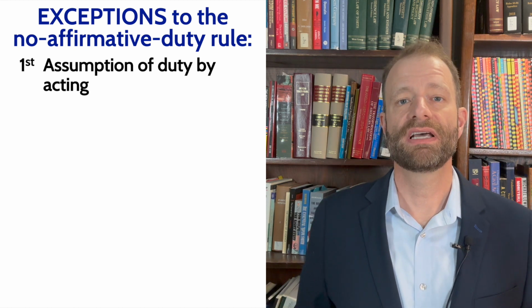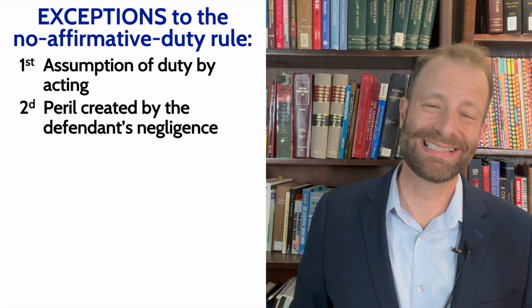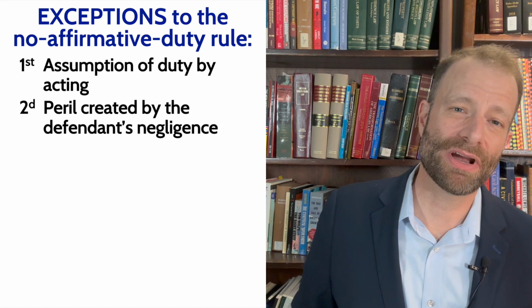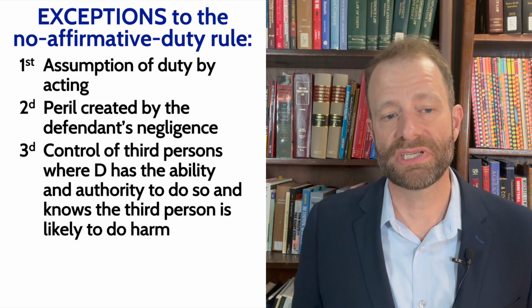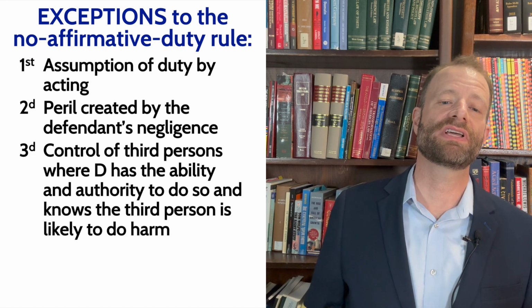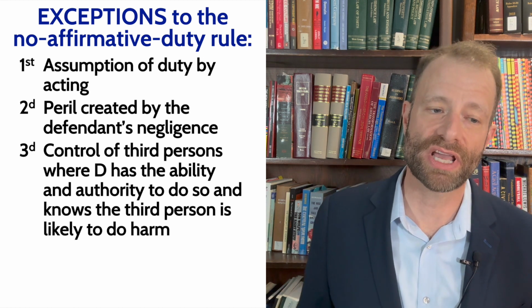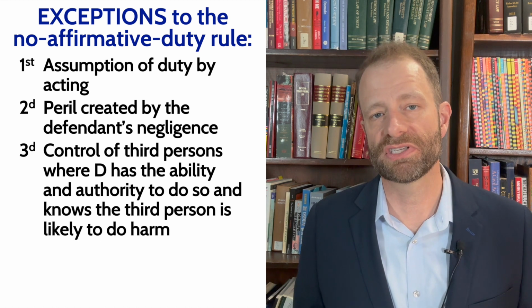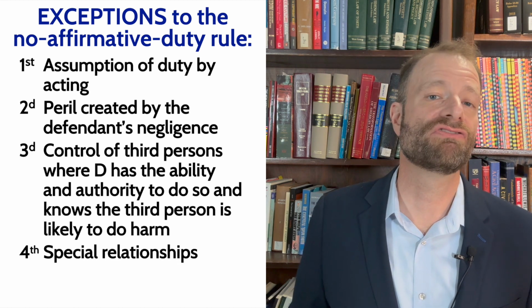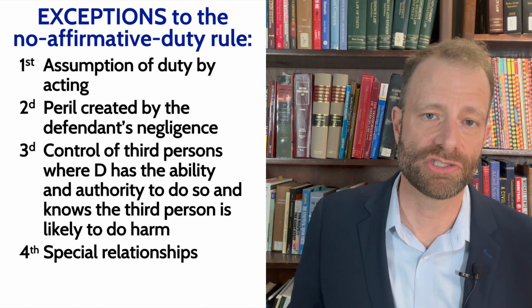First exception, assumption of duty by acting. Second exception, peril created by the defendant's negligence. Third exception, control of third persons where the defendant has the ability and authority to do so and knows that the third person is likely to do harm. And fourth exception, special relationships.